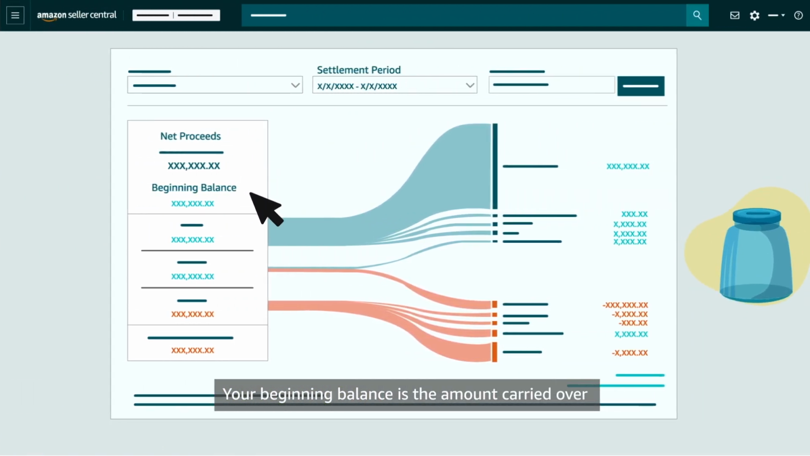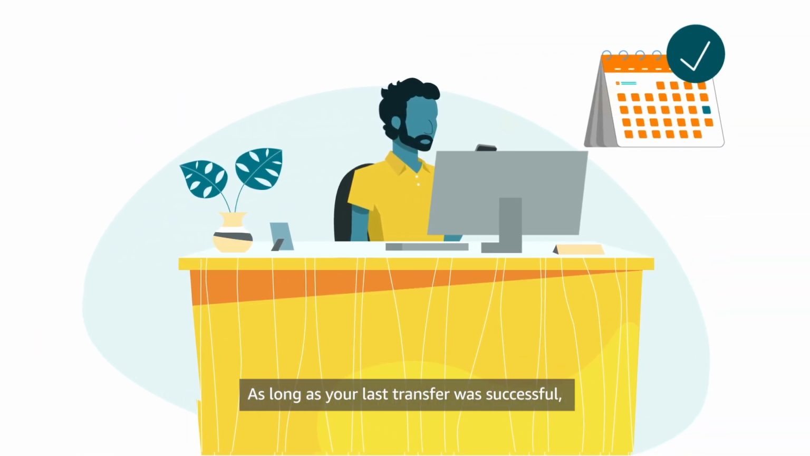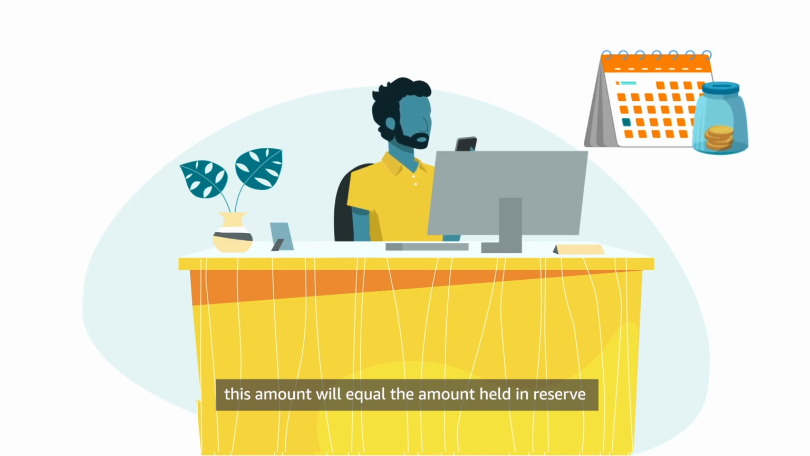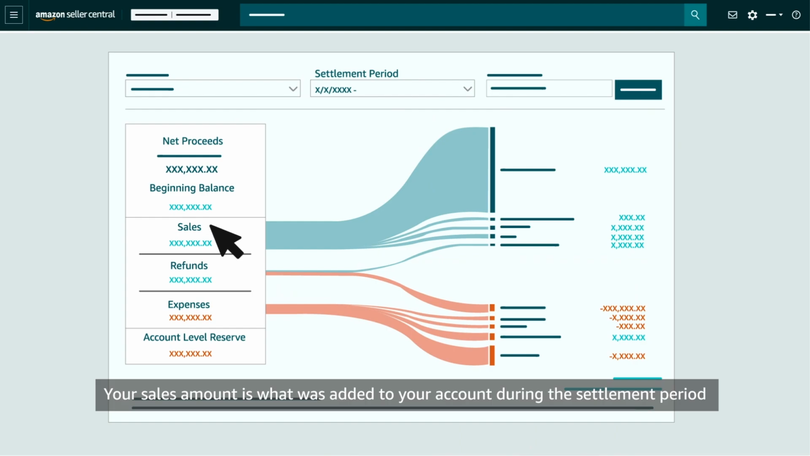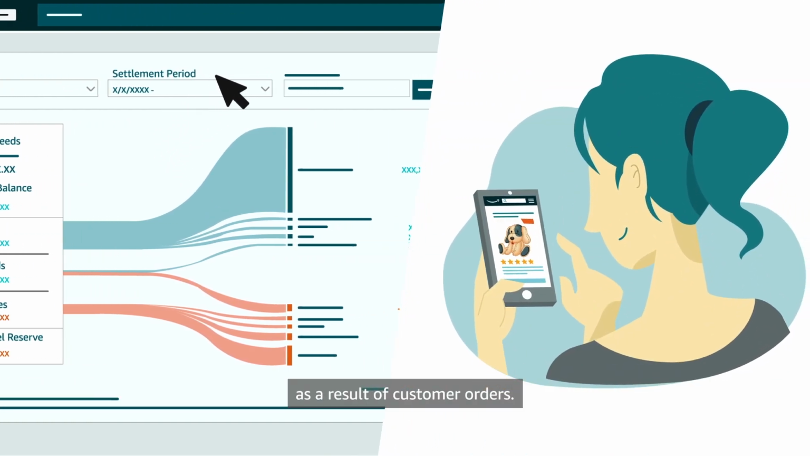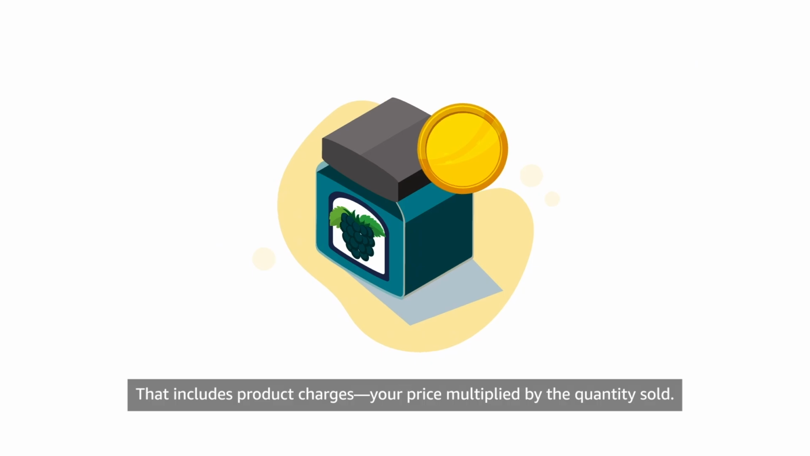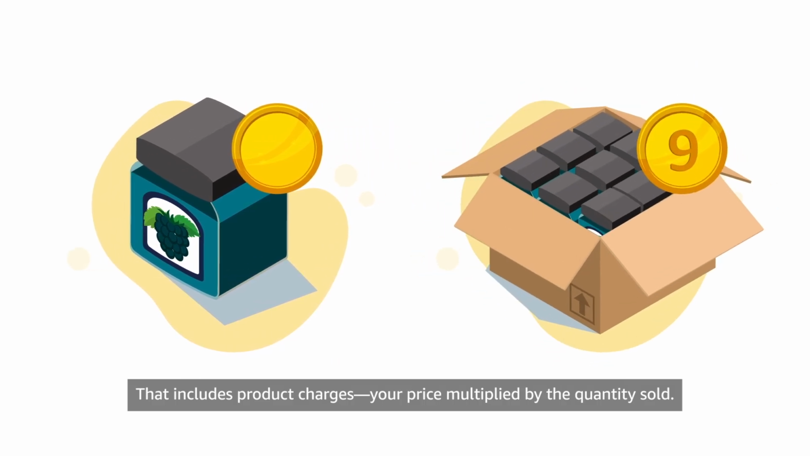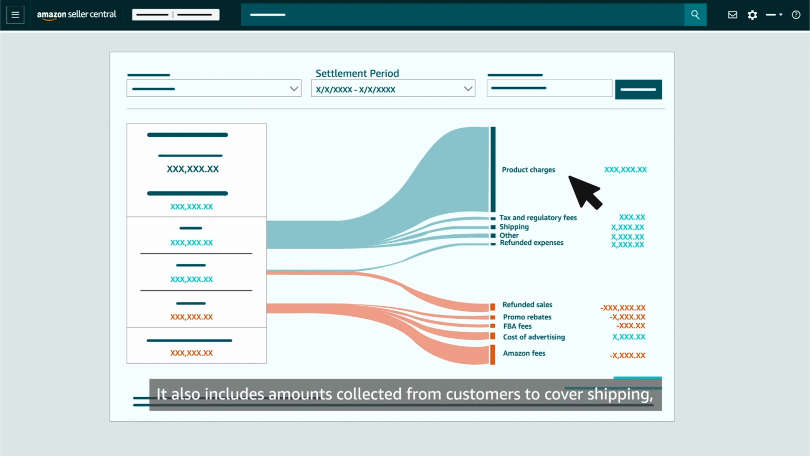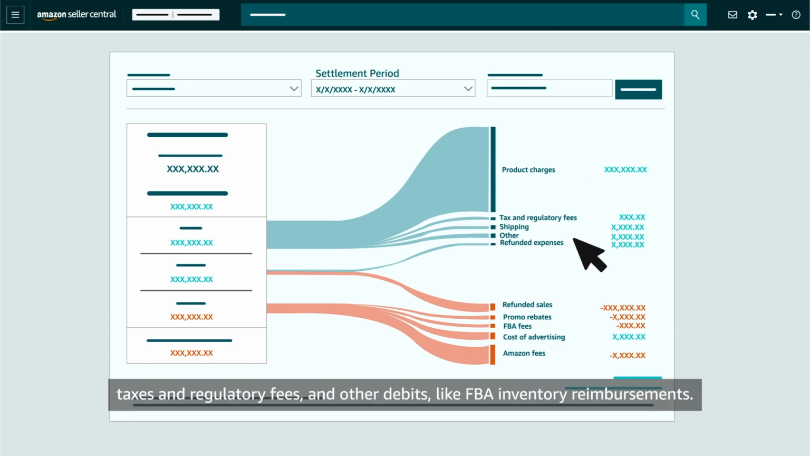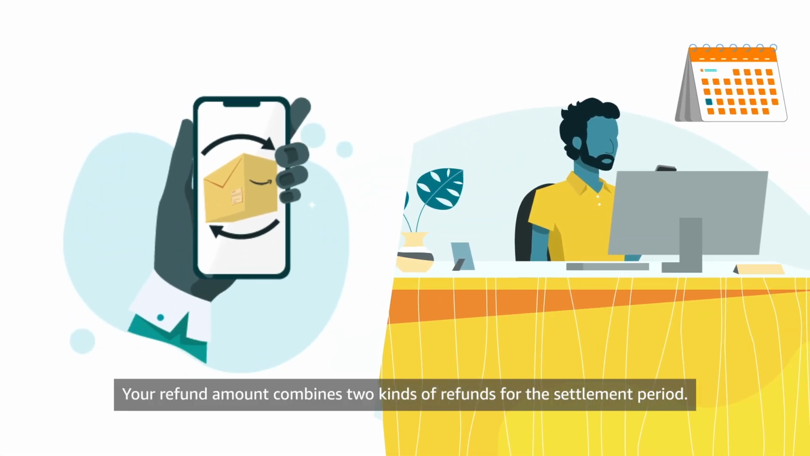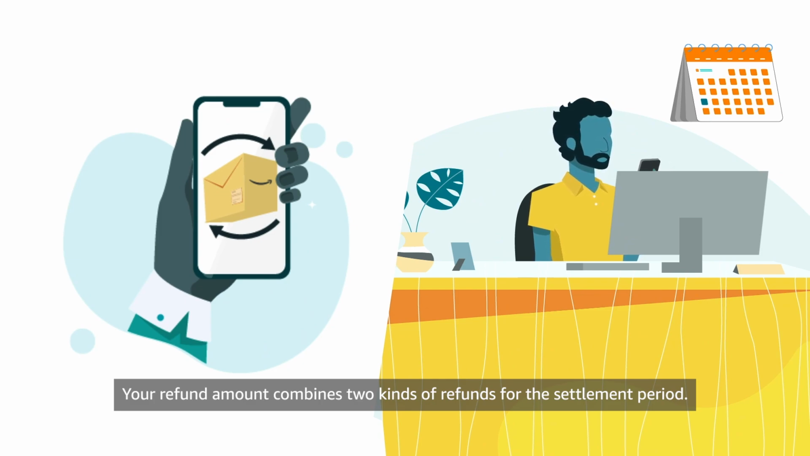Your beginning balance is the amount carried over from the previous settlement period. As long as your last transfer was successful, this amount will equal the amount held in reserve for your previous settlement period. Your sales amount is what was added to your account during the settlement period as a result of customer orders. That includes product charges, your price multiplied by the quantity sold. It also includes amounts collected from customers to cover shipping, taxes and regulatory fees, and other debits, like FBA inventory reimbursements.